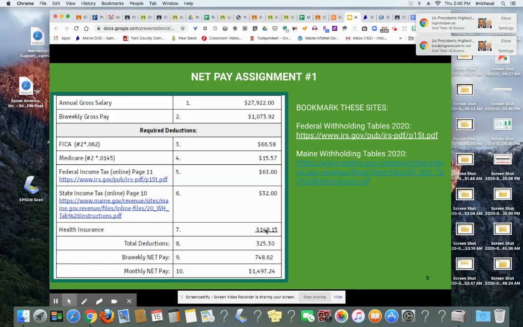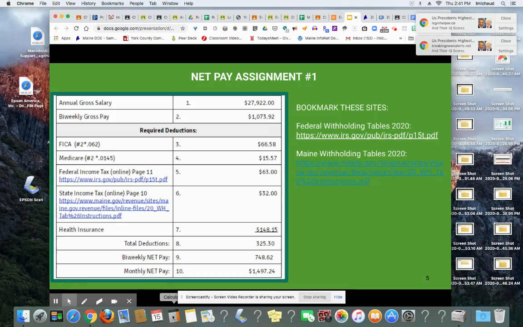Let's assume that your employer pays part of your health insurance and you pay the other part. So we're going to have that as a payroll deduction. And then your total deductions is you add up all of these other deductions. So you add up 3, 4, 5, 6, and 7, these amounts here. When you do that, it's $325.30.